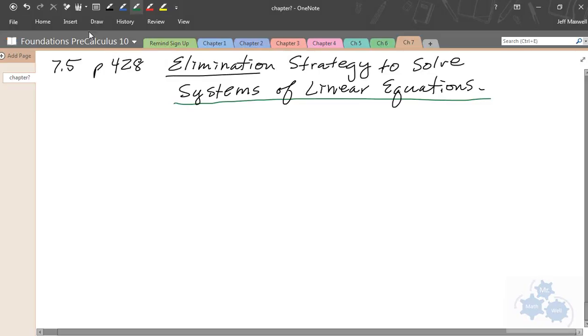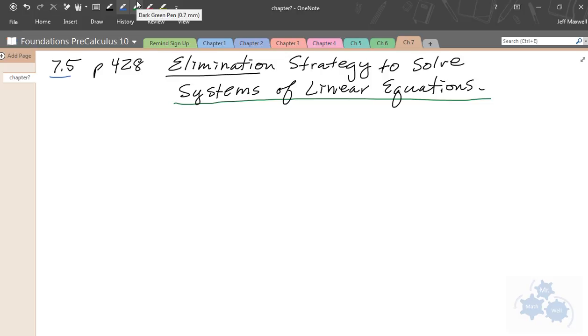All right, 7.5 in your textbook here, Foundations of Math 10. We have been talking about solving systems of linear equations, and what we've done so far is we've solved graphically, so graphing two lines, finding the intersection point. We've also solved algebraically using the substitution method. That was the last class. Today we're going to talk about the elimination method, or the elimination strategy.